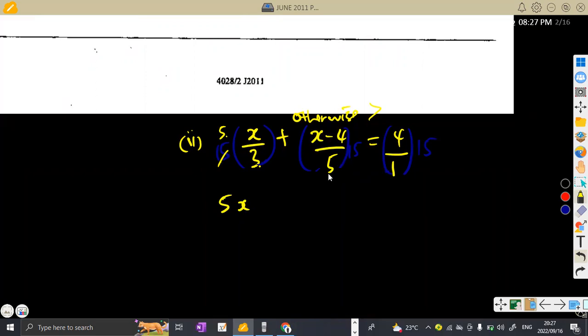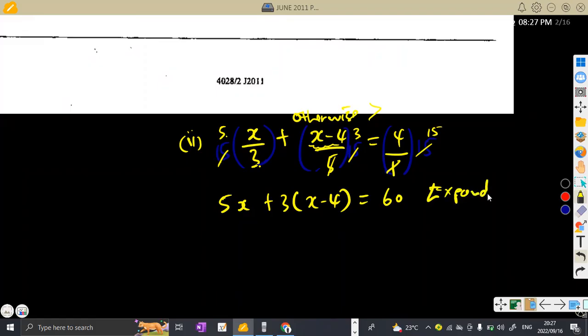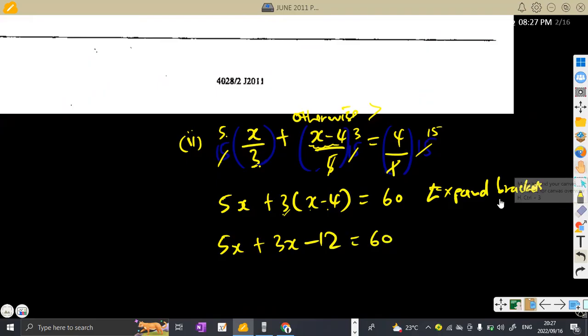We divide 5 into 15 here, that's 3. So it's going to be plus 3 into the bracket of x minus 4. This is an expression, so this 3 is going to multiply everything here. That is equal to 1 into 15, that's 15, and 15 times 4, that was 60. Remember, we multiplied this before. So expand brackets: multiply by the term outside the bracket, which is 3. So 5x plus 3 times x, which is 3x, and 3 times minus 4, which is minus 12, is equal to 60.